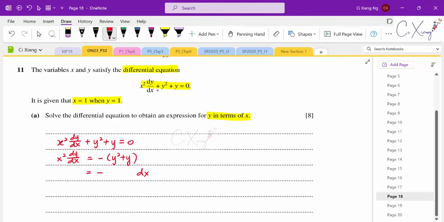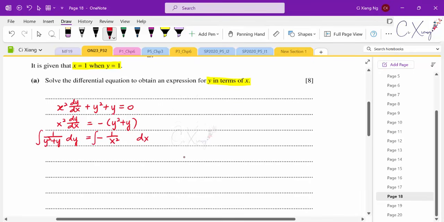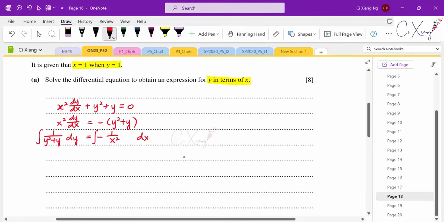then the x squared I can bring it down, become negative 1 over x squared. Then for the y squared plus y, I can bring it to the left hand side, become 1 over y squared plus y, and then dy. Okay, so from this you can see that we successfully separate the x and y variables to two different sides. After you successfully separate them, you can start the integration. Okay, all right.